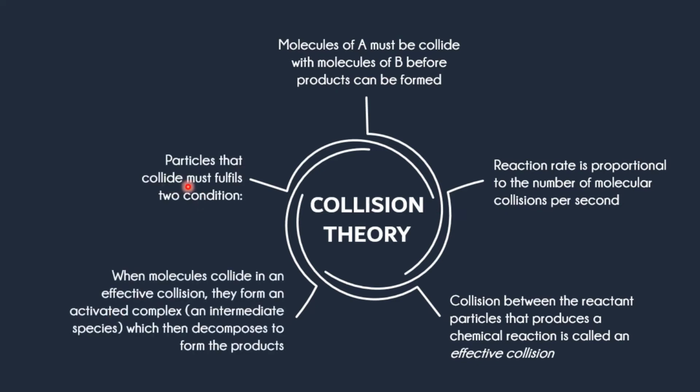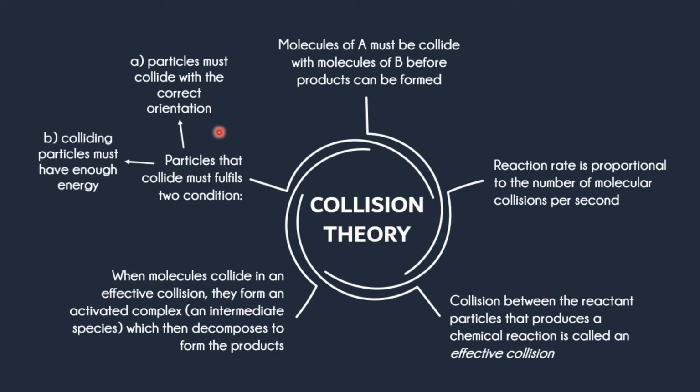Particles that collide must fulfill two conditions. Mesti memenuhi dua syarat. The first condition: particles must collide with the correct orientation. Correct orientation, A collides with B, produces C. Another example, that's one, dia punya direction tak betul. So bila direction tak betul, jadi dia tak collide, so tak ada product.